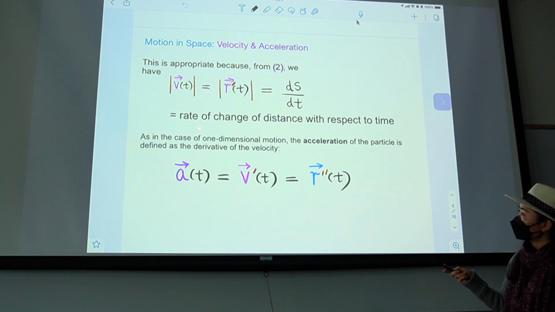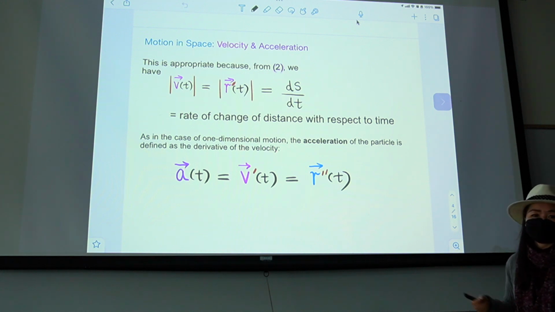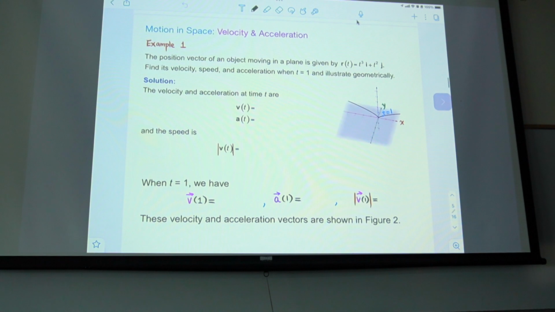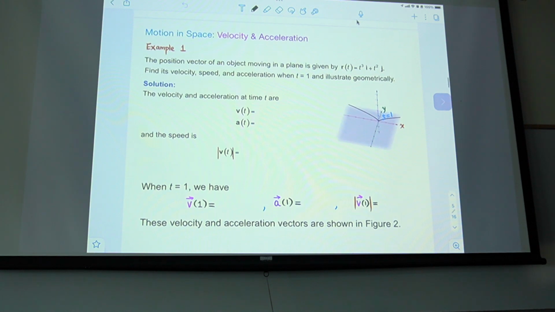As in the case of one-dimensional motion, remember when we had 110A before, acceleration is the derivative of velocity, and it is the second derivative of the position function. So this is r double prime of t. Very similar, right?